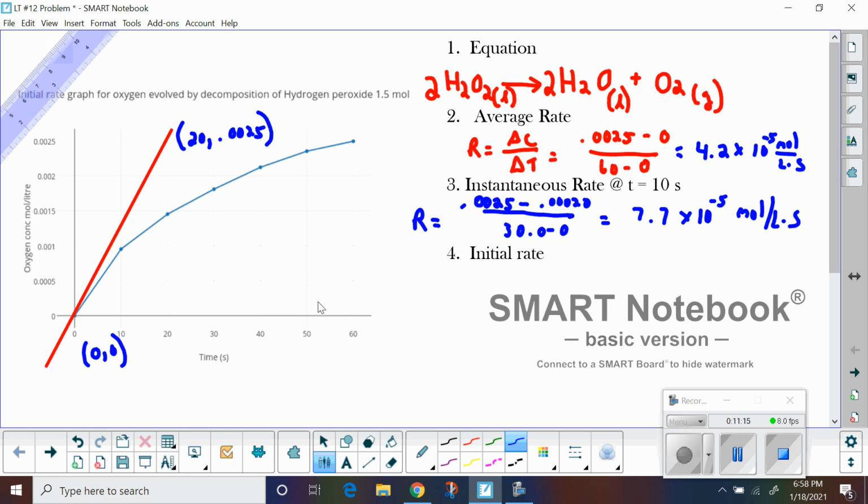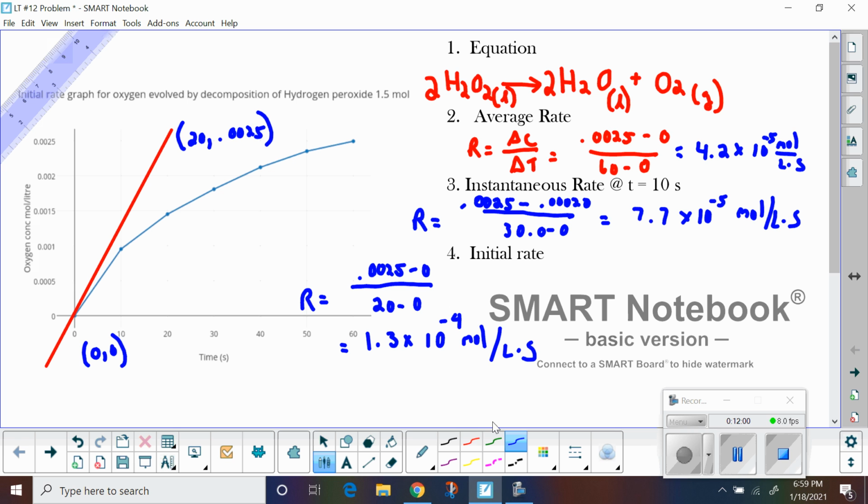So to find my initial rate, my rate, capital R, is going to be 0.0025 minus 0 divided by 20 minus 0. And when I calculate that out, you notice that my initial rate is going to be a lot higher than my instantaneous rate at 10 seconds because the reaction just started, more particles present, meaning faster rate of reaction. 10 to the negative fourth moles per liter seconds.